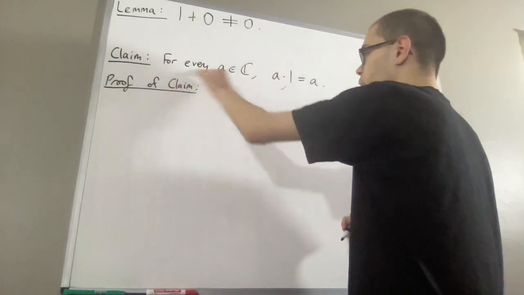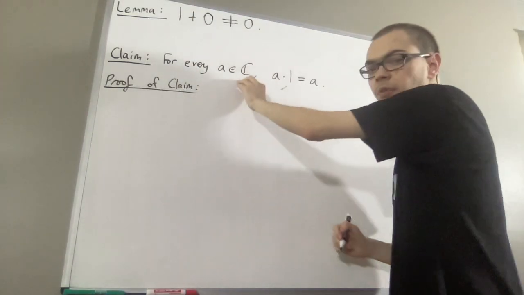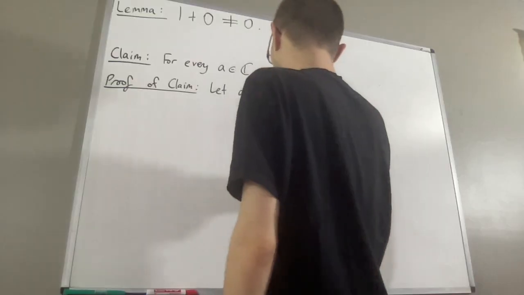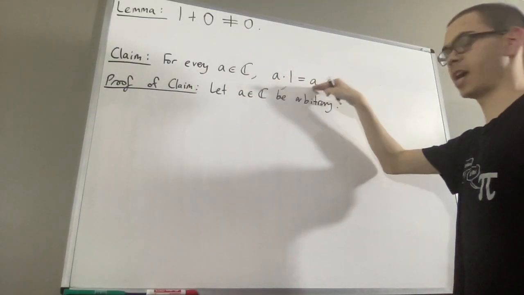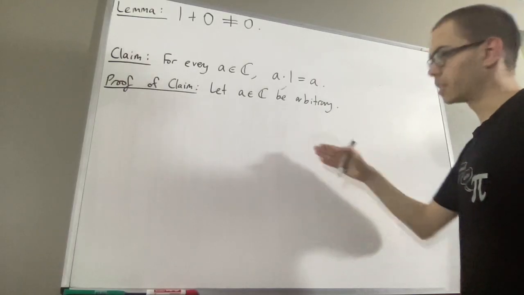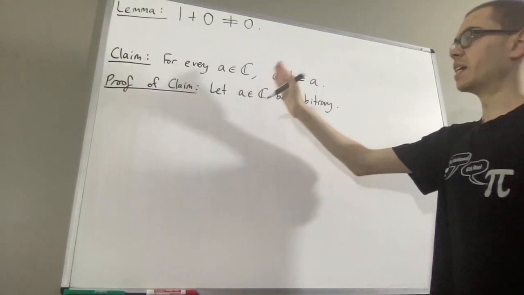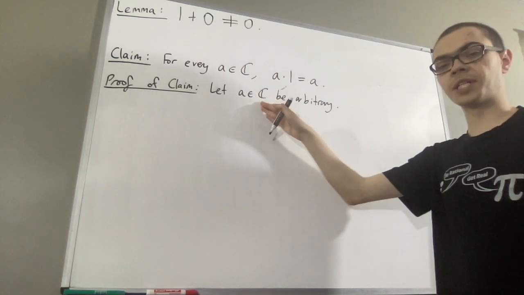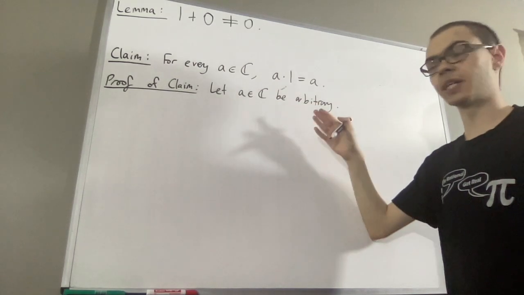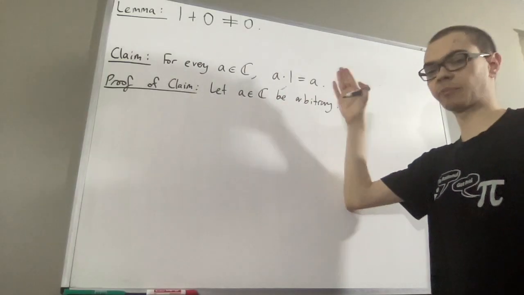So, to prove our claim, let's give ourselves an arbitrary complex number a. From here, we want to show that a times 1 is equal to a. Now, since a is a complex number, well then by axiom 12, there exists a pair of real numbers, x and y, such that a is equal to x plus iy.